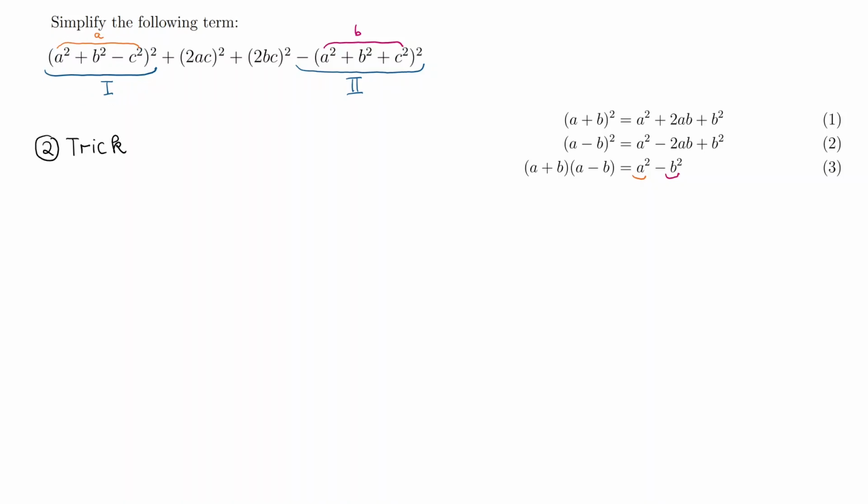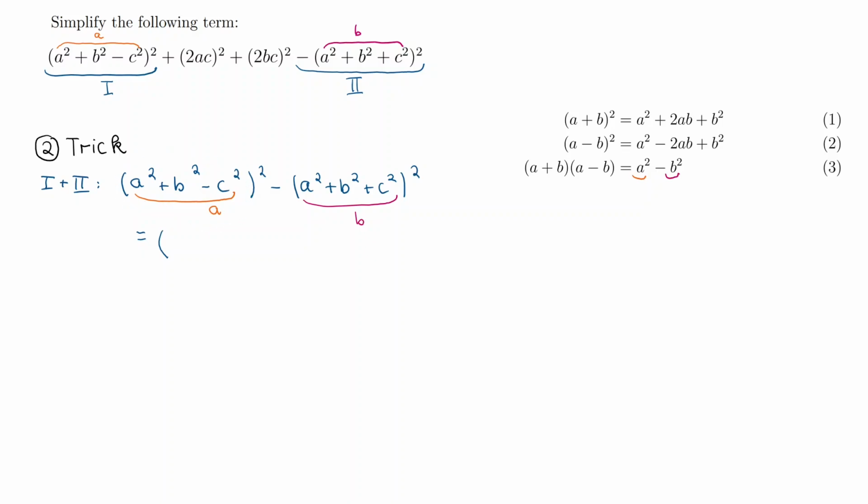We can rewrite part 1 and 2 in the following way. So I copy them, a squared plus, and here we have our orange A, and here we have our red B. So this then is the same as what is written here. It's the same as A plus B, so orange A times orange B.